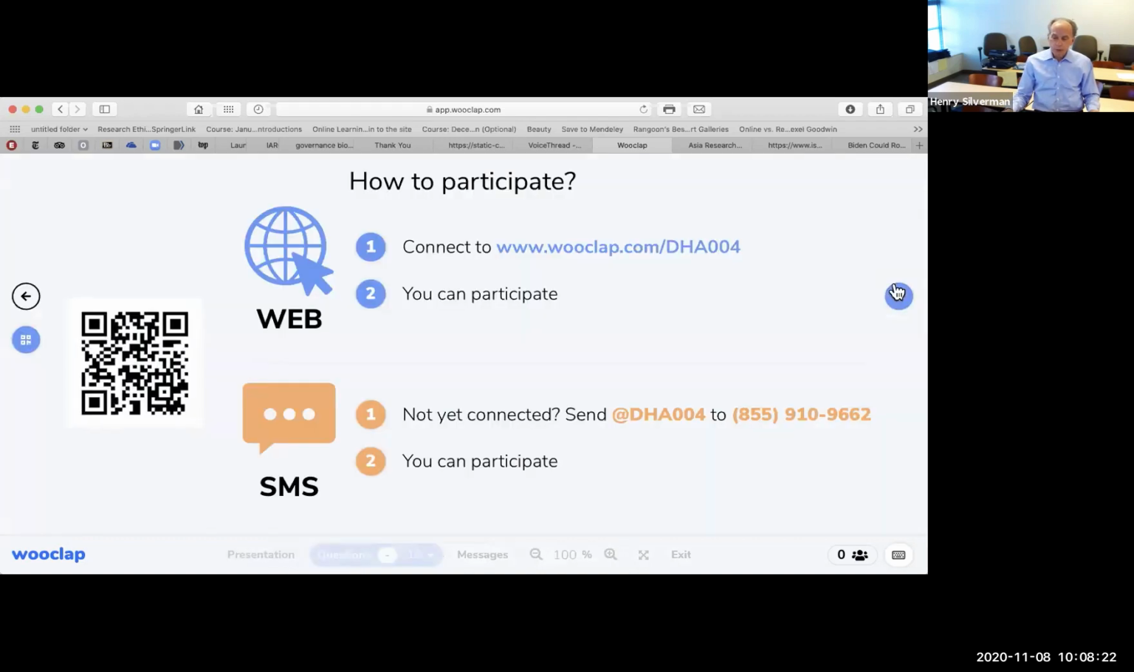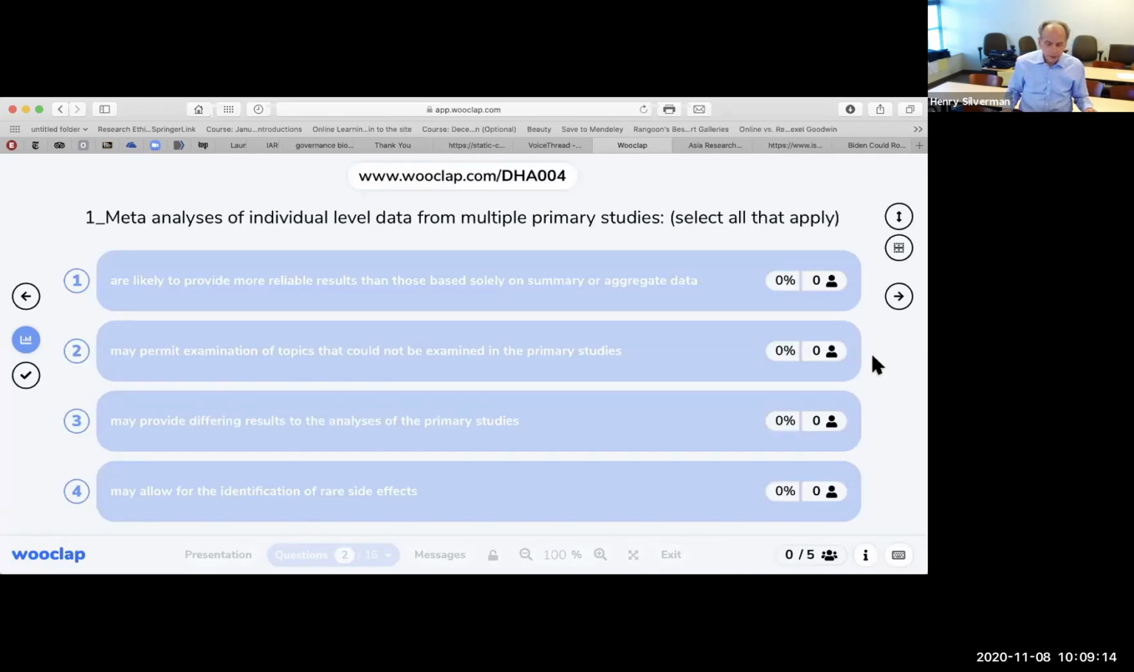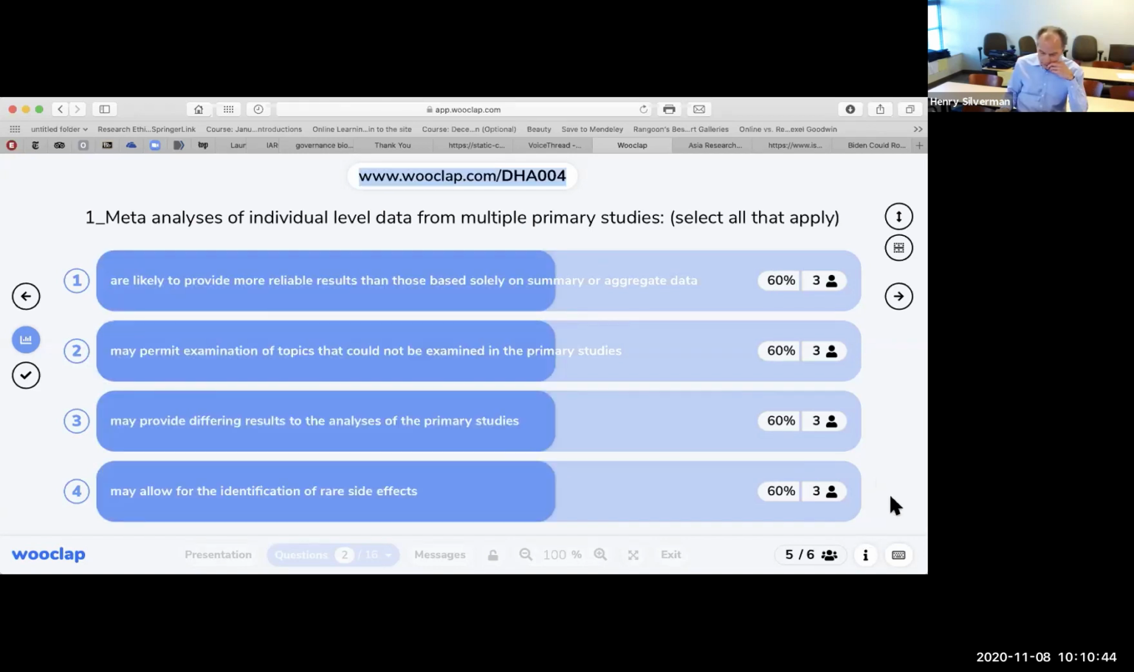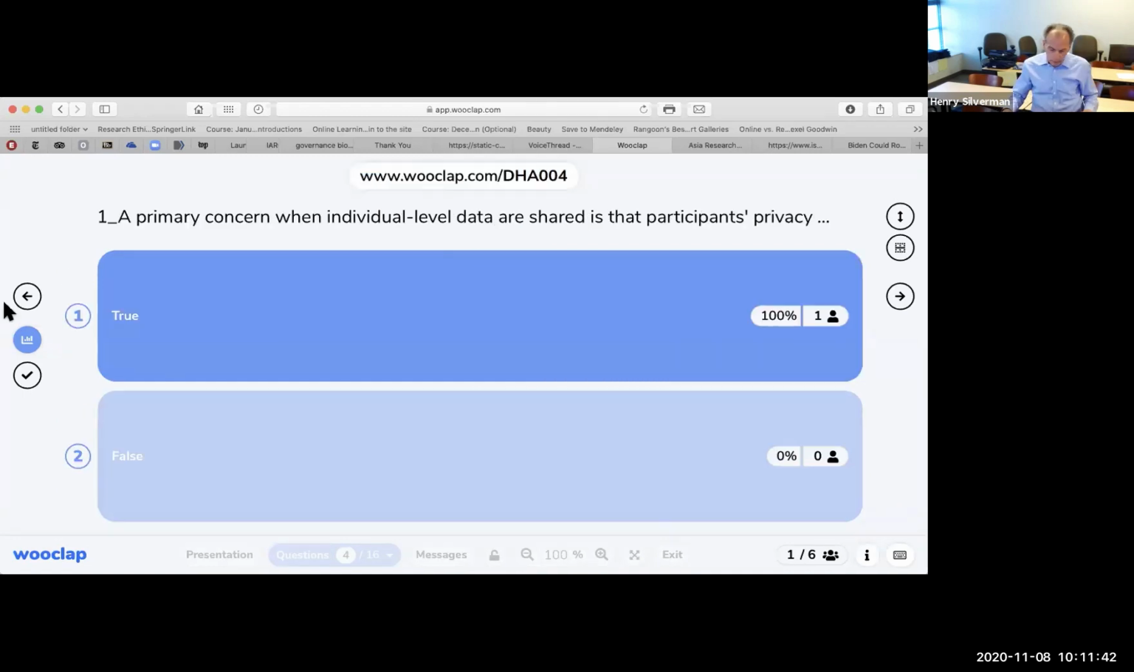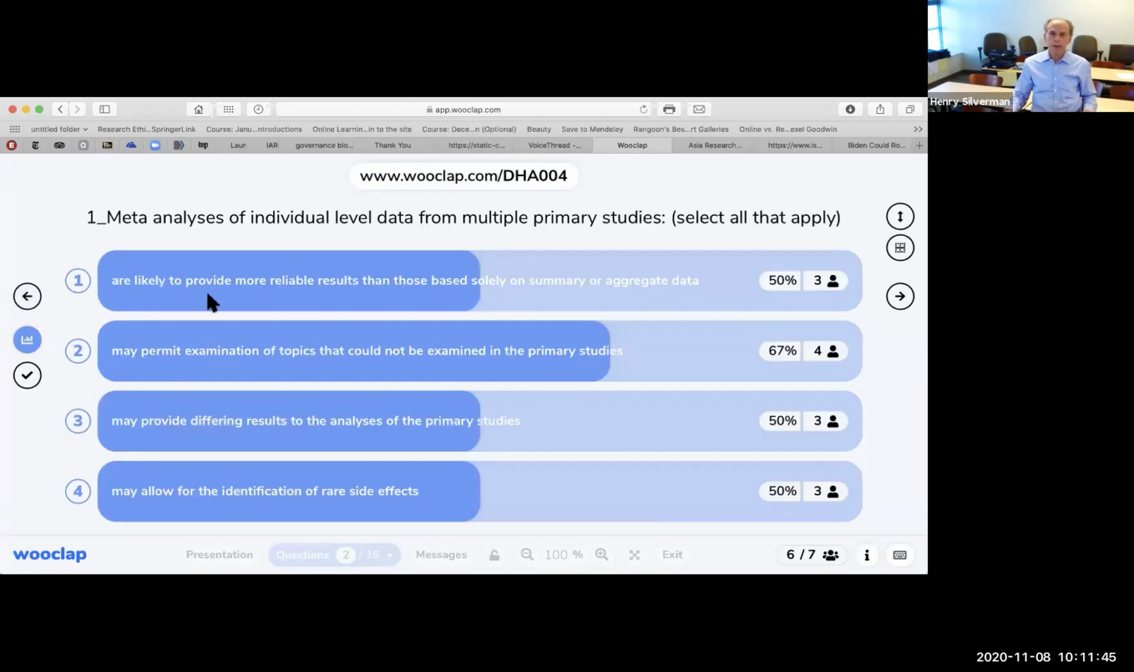So why don't we start with a few questions just to get us going. So scan the code or go to this website here. And I just want to start off by asking some questions. Analysis of individual level data from multiple primary studies, select all that apply. How many people have voted? 5 out of 6. And all right, well, the answer to the previous question was all the choices.